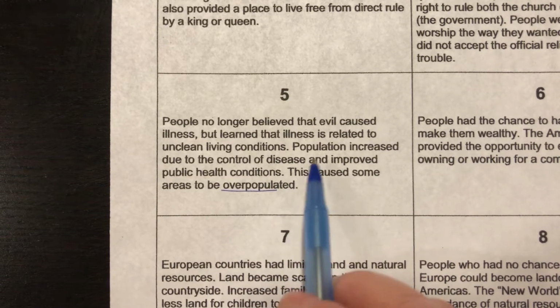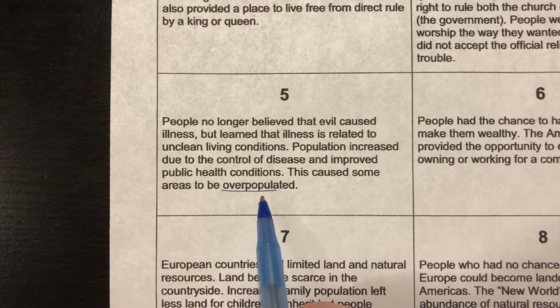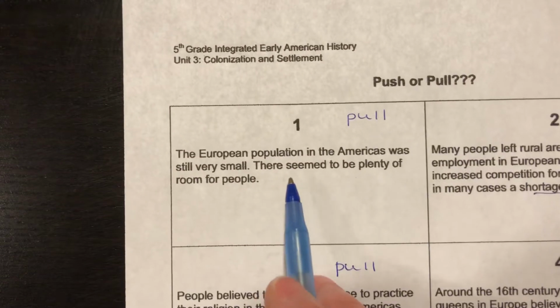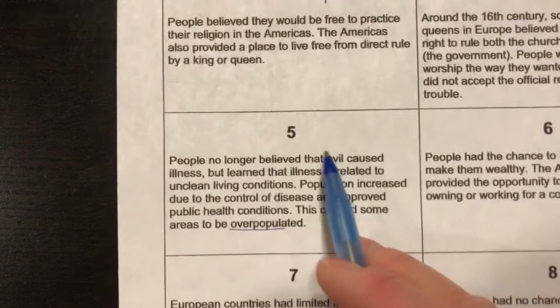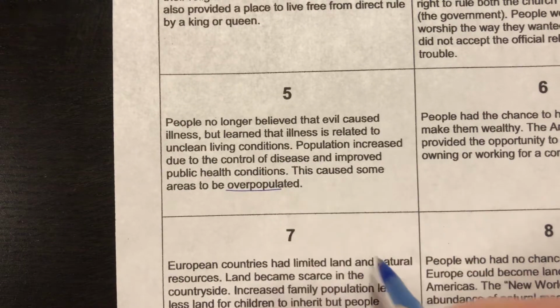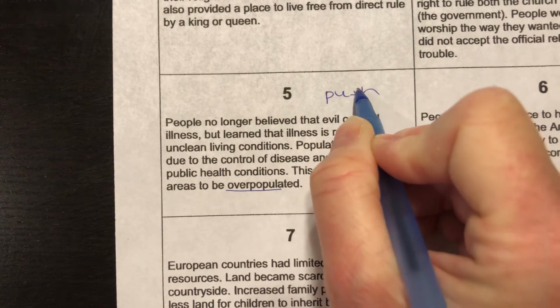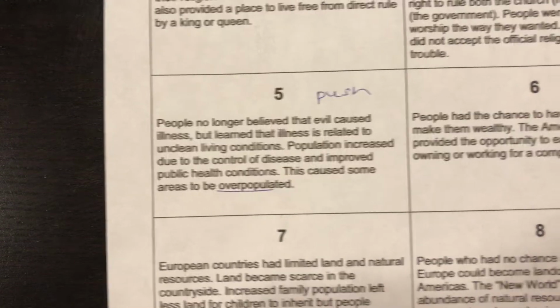So because of that population increase and things being overpopulated, they wanted to leave and go somewhere where, number 1, there was plenty of room. So for number 5, this is something they don't like about where they're currently at that would push them out of where they are living. So that should be push for number 5.